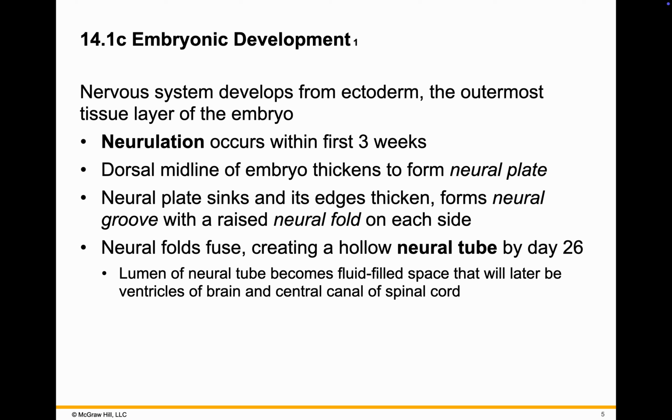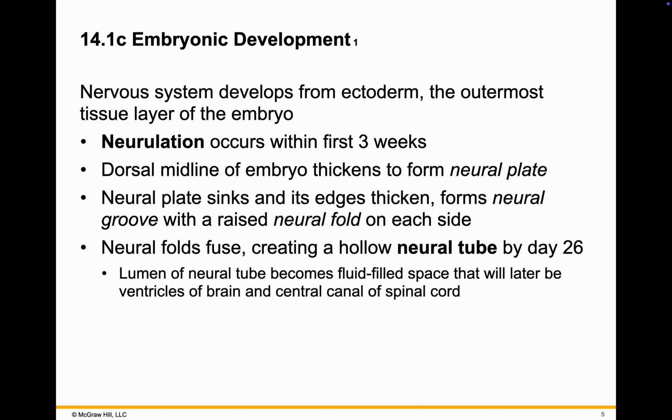Embryonically, the nervous system develops from ectoderm, which is the outermost tissue layer of the embryo. Neurulation occurs within the first 3 weeks. It's a very early event in the development of an embryo, so lots of things can go wrong during this initial stage, sometimes when people don't even know they're pregnant.